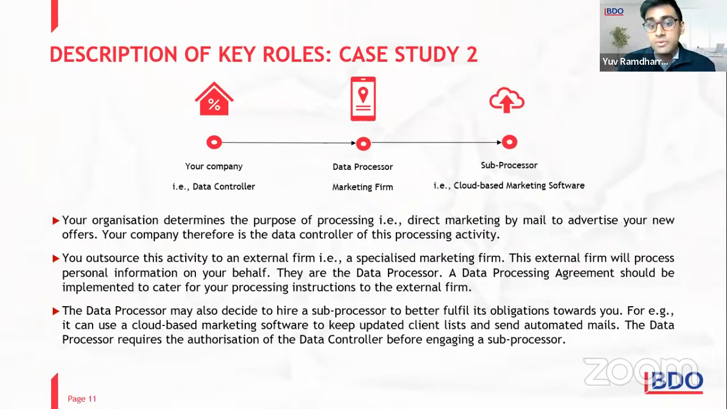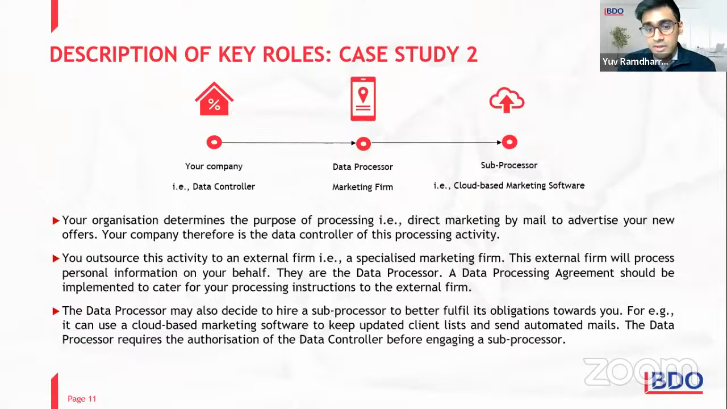processor. Now the data processor also, they need to, let's say, hire another processor in order to store the contact details of your client, right? So instead of storing everything locally, they want to move everything to the cloud, and they are using a cloud-based marketing software provided by another organization. So there is another entity which is involved in this chain of operations. That entity who is providing the cloud-based solutions, they are going to be a sub-processor.